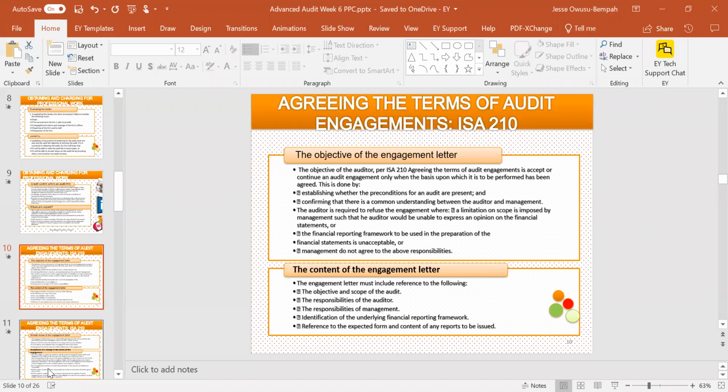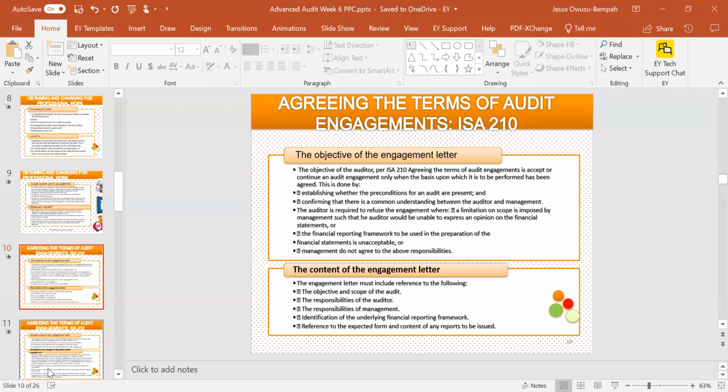Limitation of scope. Let me say a limitation of scope in audits. What does it mean? So can we say that it's when the audit process or the work, the engagement that the auditor is supposed to do has been curtailed or is being blocked by some occurrence?